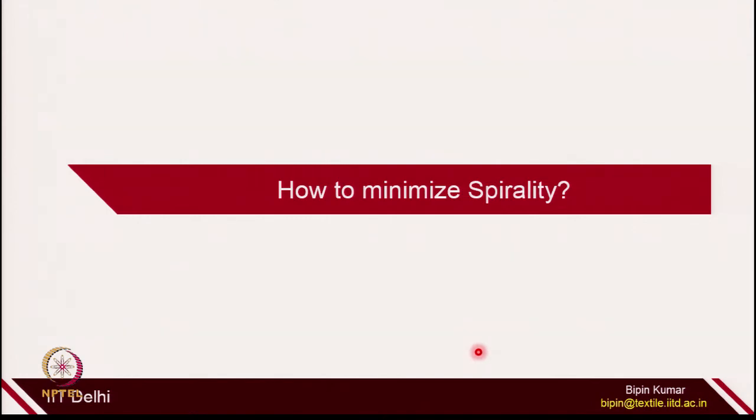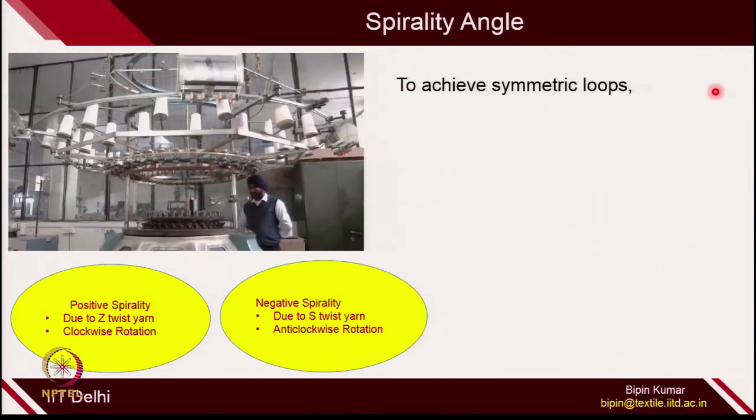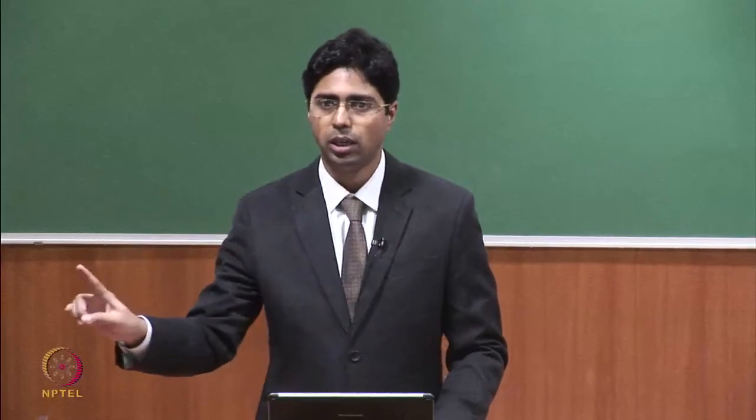The other way to minimize the spirality is, because you always want to make sure the fabric appearance remains stable. So, the other thing which you can do is to achieve symmetric loops. If you want all the loops in a course to remain in a perfectly same plane or same horizontal line, you can play with the nature of spirality due to spun yarn and nature of spirality due to cylinder rotations.